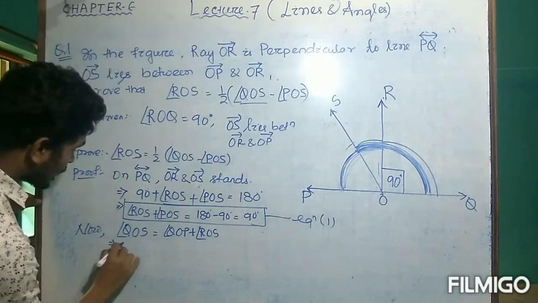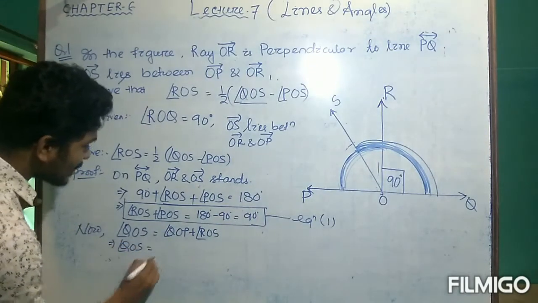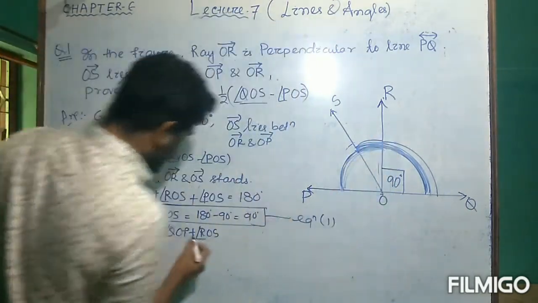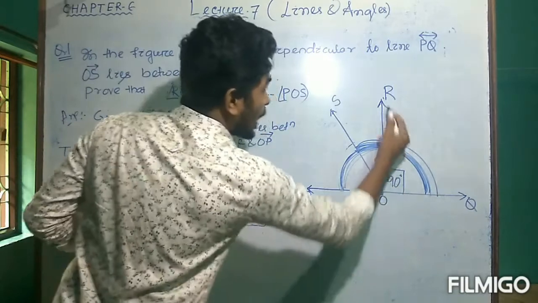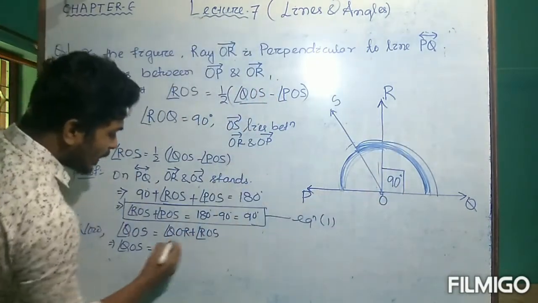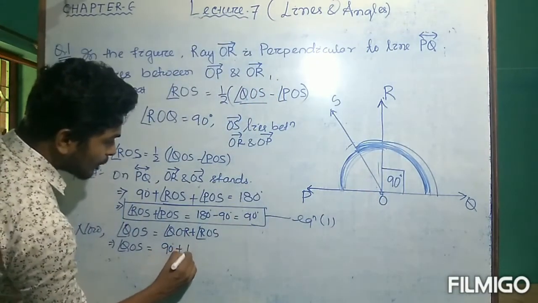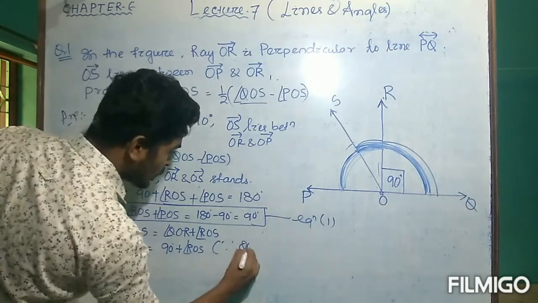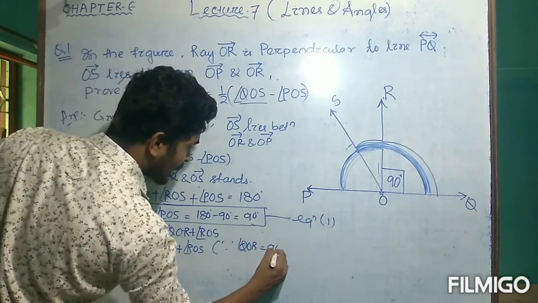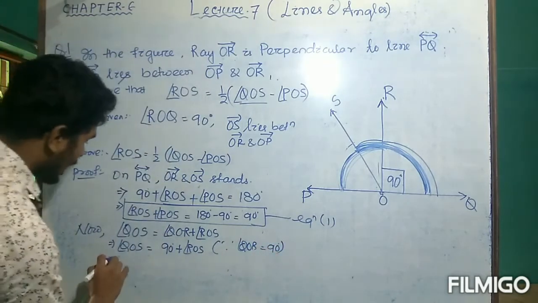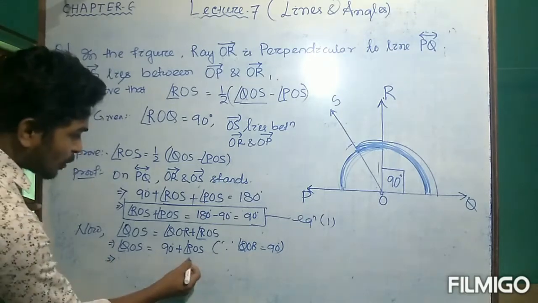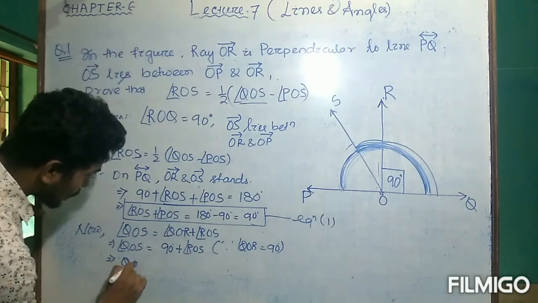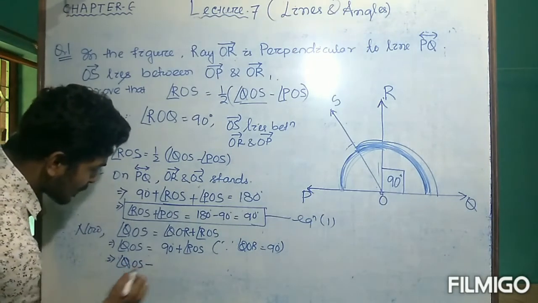Now QOS is equal to QOR, sorry, this is QOR, not QOP, QOR. Alright. So QOR is equal to 90 degrees, it is given, plus ROS. Write the reason: because QOR is equal to 90 degrees. Next, this ROS should be taken to the left hand side. QOS. Now ROS, when it comes to the left hand side, it will be minus.